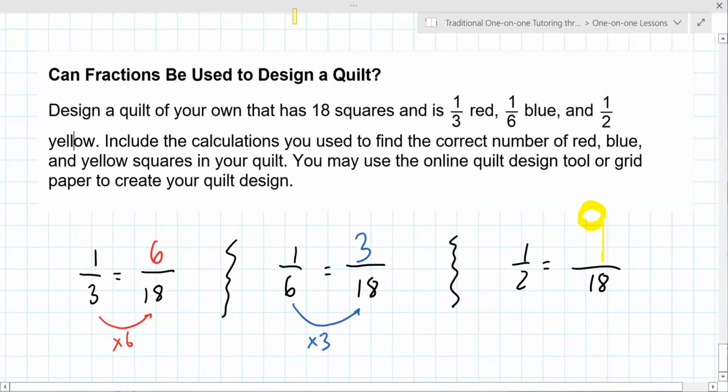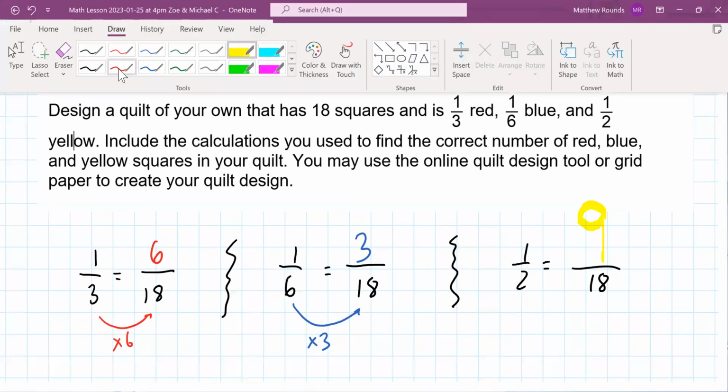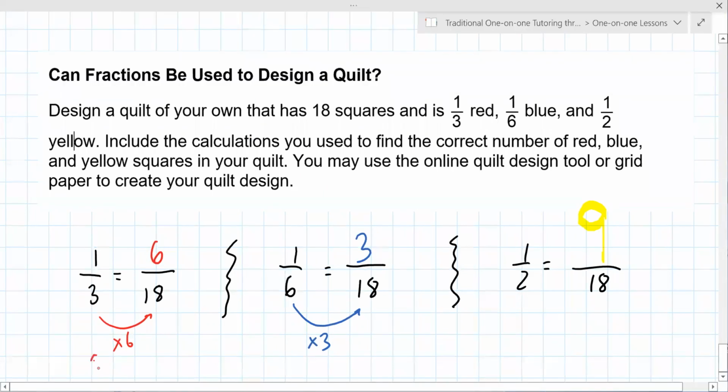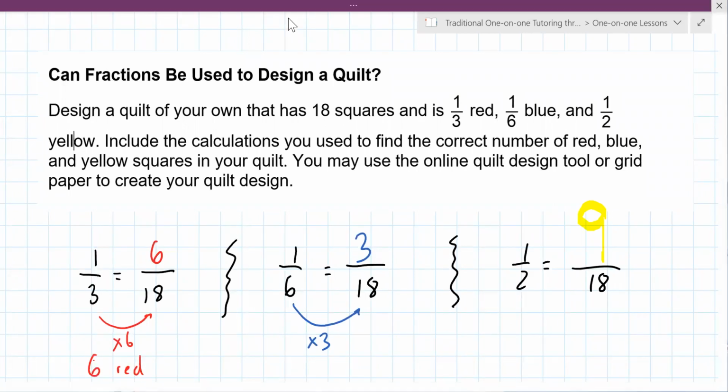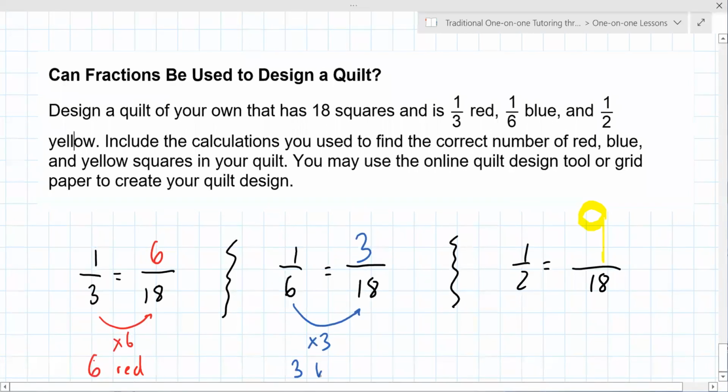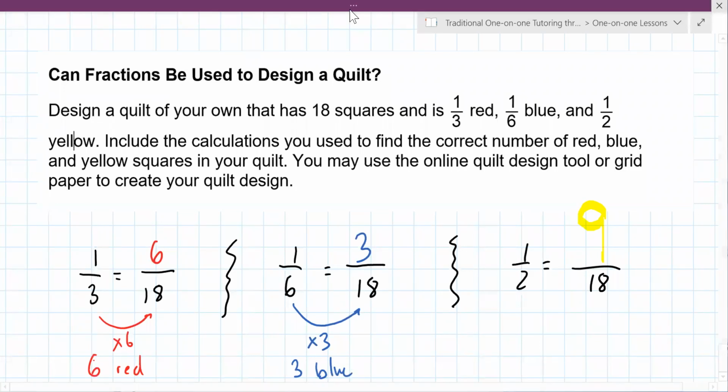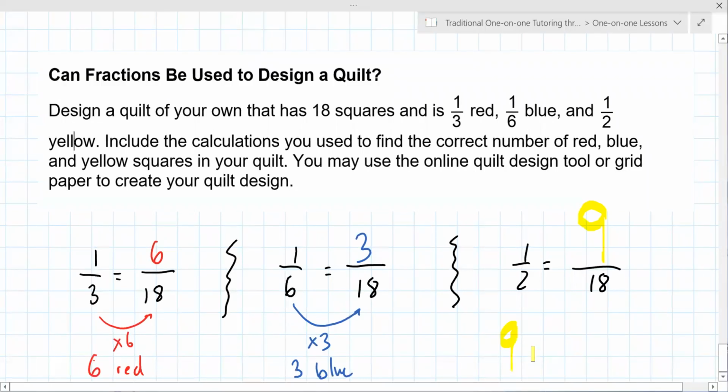All right. So now what this tells you is that you're going to have 6 red, 3 blue, and 9 yellow.